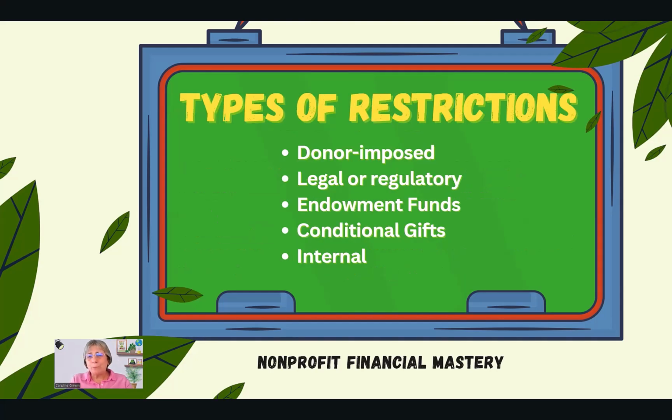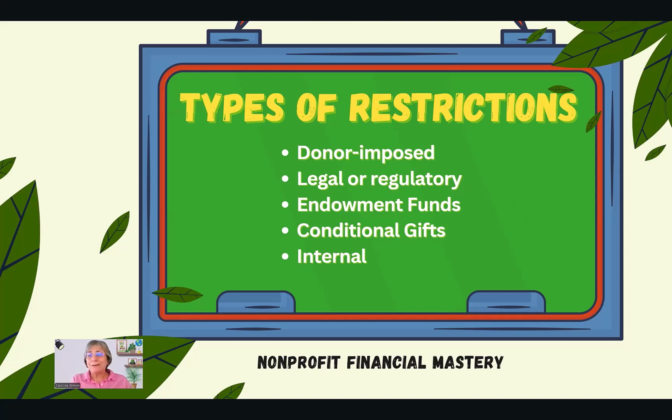So there can be a number of different types of restrictions. The one that's probably the most common would be a donor imposed restriction. So this is where the donor says, I only want my money to go to this program. So maybe it's a scholarship program, and the donor says, I only want my money to be used for this particular scholarship, or I only want my money to be used for this new building that we're doing.